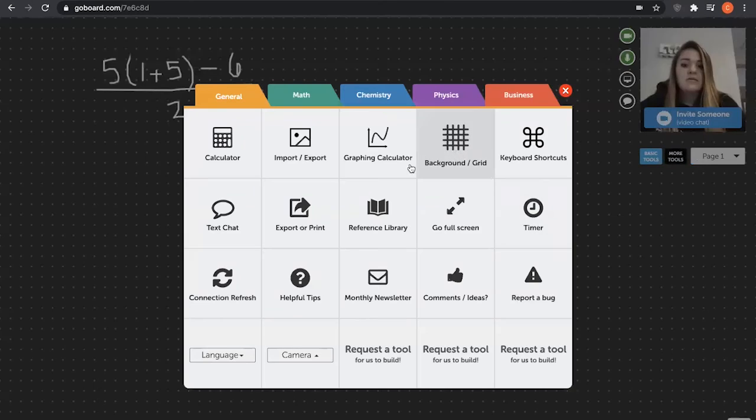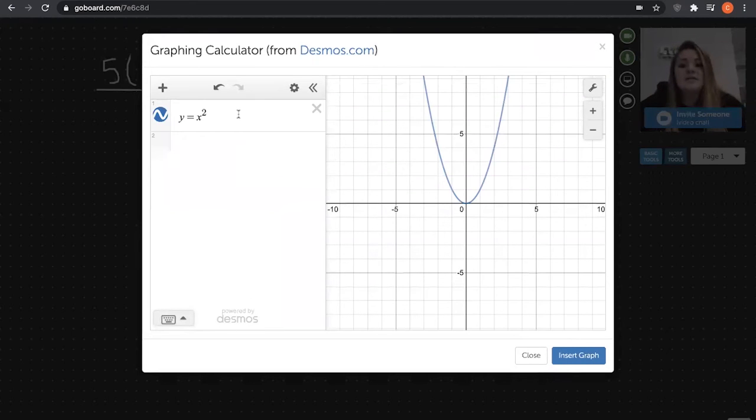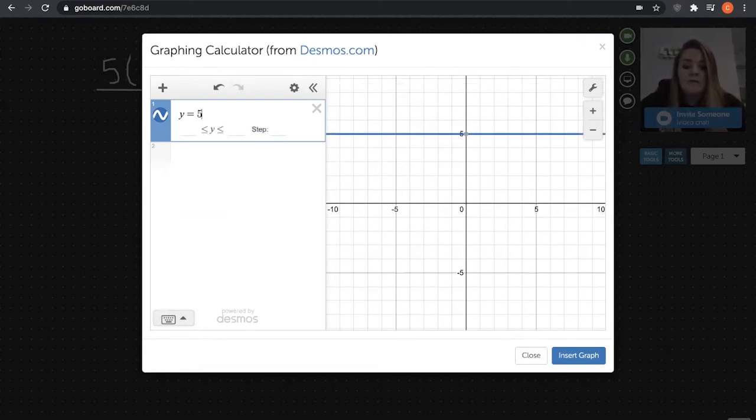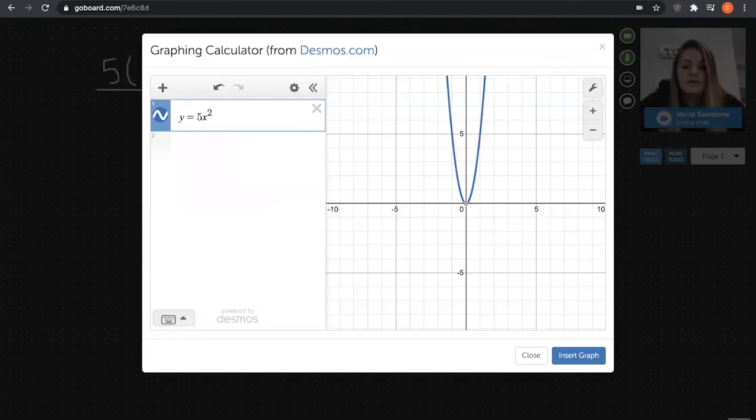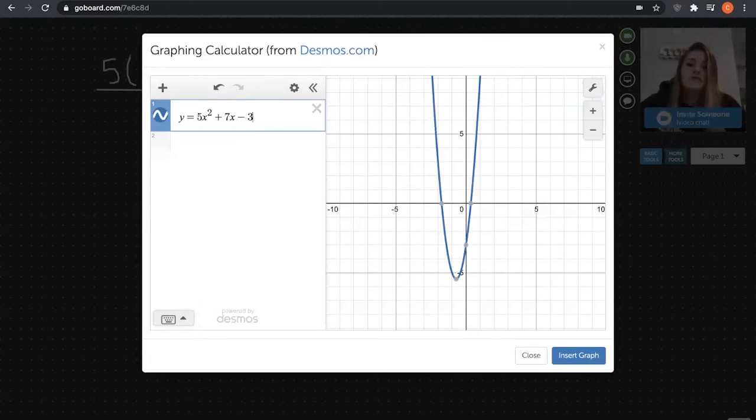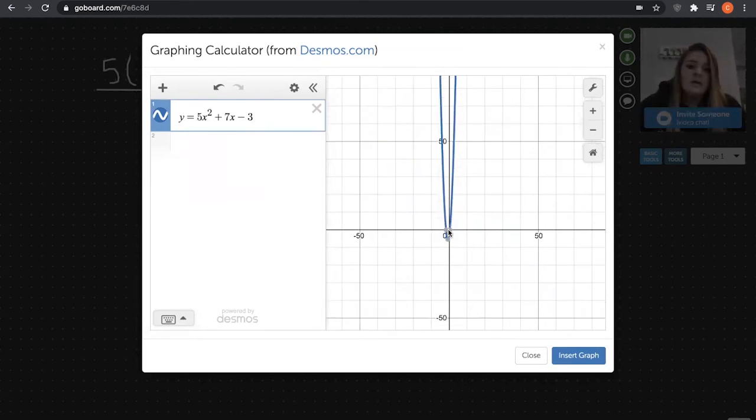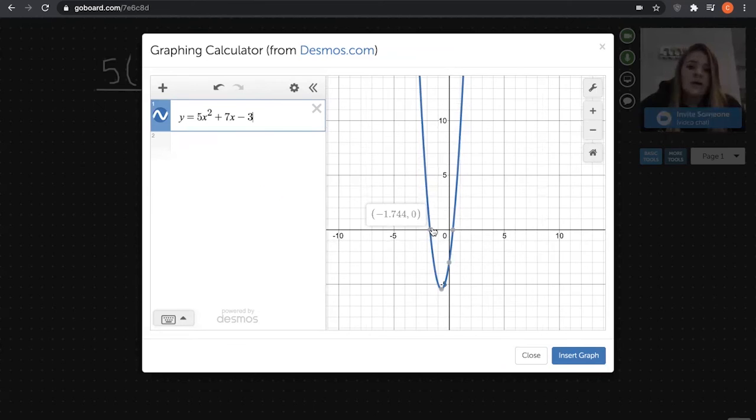Under the graphing calculator, it would be just as if you were trying to graph something on a regular calculator. Say you had 5x squared plus 7x minus 3. You could see what that graph would look like, and you can zoom in or out, and that becomes really helpful if you're trying to find x-intercepts, and it actually tells you where it crosses the x-axis, and also tells you where it crosses the y-axis, and the minimum point as well. So that's also very helpful.